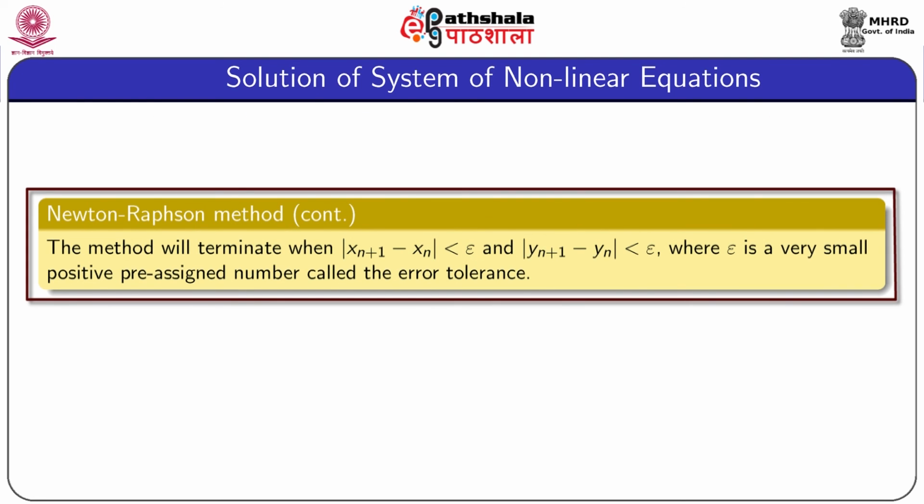This method, that means the Newton-Raphson method, will terminate when the absolute value of xn+1 - xn is strictly less than epsilon, and the absolute value of yn+1 - yn is also strictly less than epsilon, where epsilon is a very small positive pre-assigned number called the error tolerance. So, depending on the value of epsilon, we can terminate the iteration process.